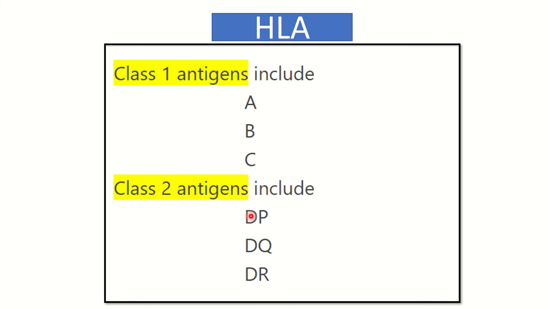So in case of HLA, two important groups are class 1 and class 2. Class 1 is A, B, and C. And in case of class 2, they are DP, DQ, and DR. So in HLA, these 6 loci are very important, because A, B, C are included in class 1, and DP, DQ, and DR are included in class 2.